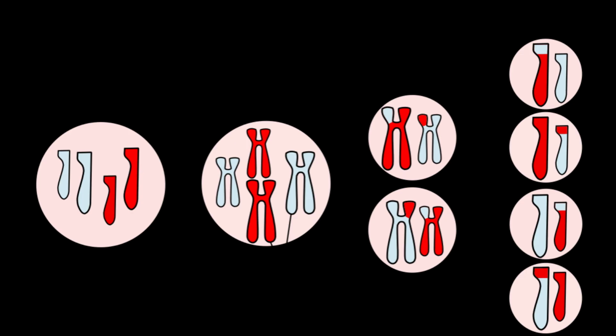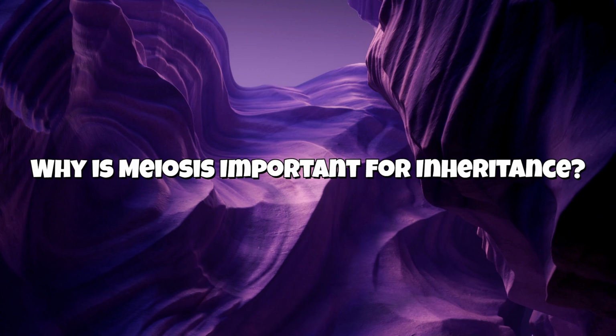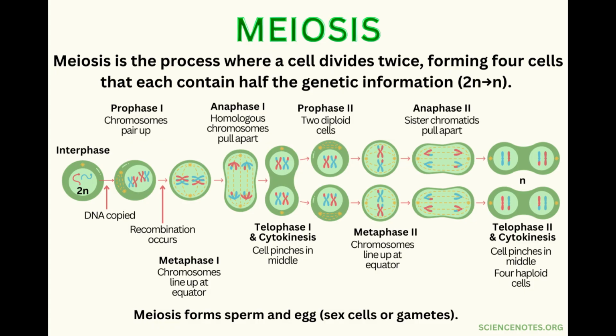Now, let's talk about meiosis. Meiosis produces gametes. It produces 4 cells. Each has half the chromosome number, 23. Creates genetic variation. Importance: maintains chromosome number across generations. Creates variation through crossing over and independent assortment. Why is meiosis important for inheritance? Without meiosis, chromosome numbers would double every generation. Meiosis ensures fertilization brings 23 back to 46.